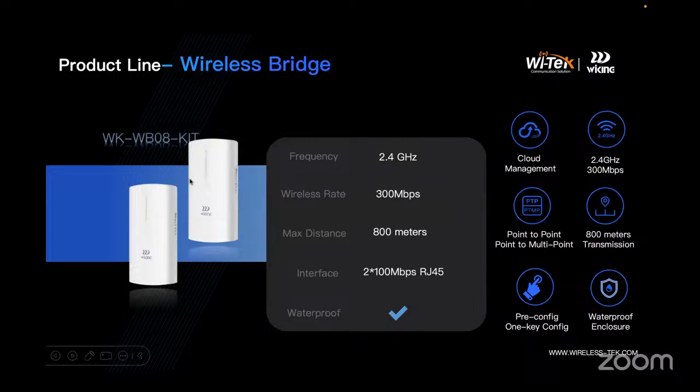So this is the one pair. Now we support 2.4G, 300 megabits, and 800 meters. And we also have two wire ports. And we support cloud. We support pre-configuration, 1K paired. So this is the 800 meter, but we also have 2 kilometer, 3 kilometer, 5 kilometer different solutions.